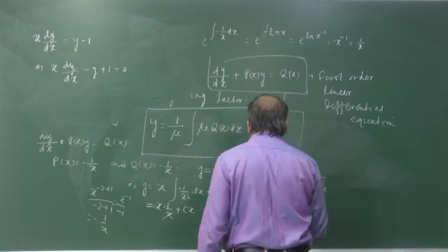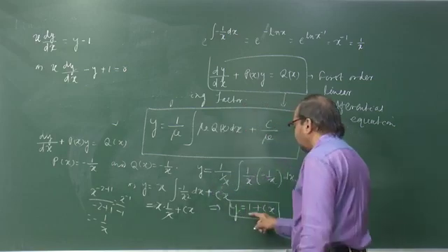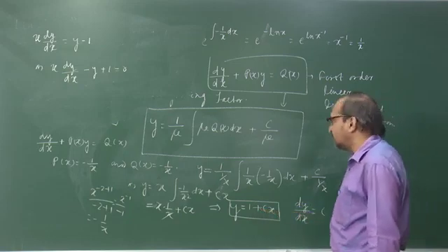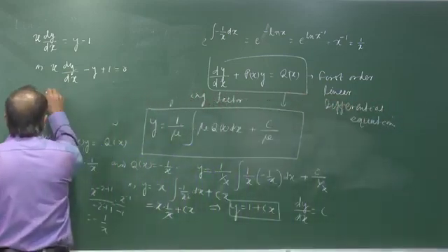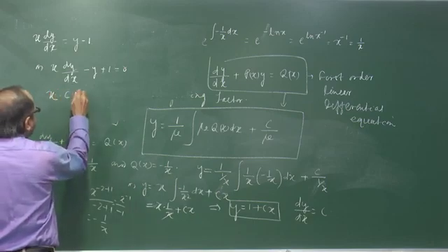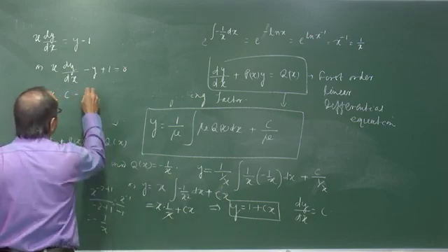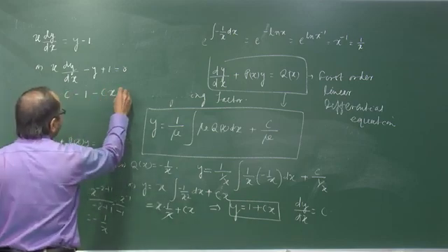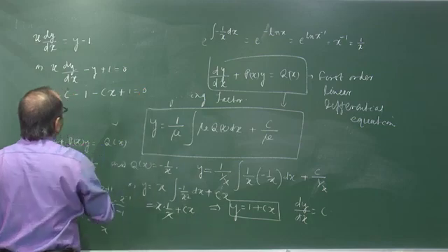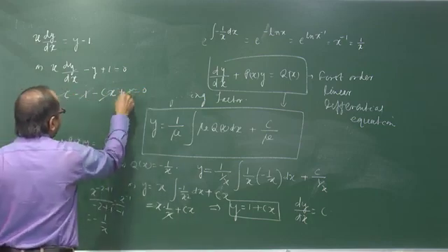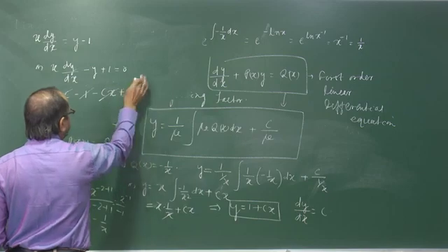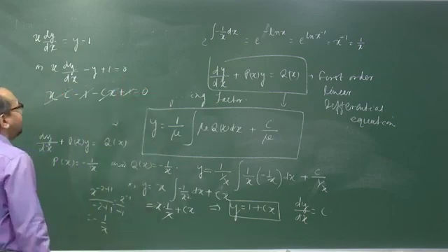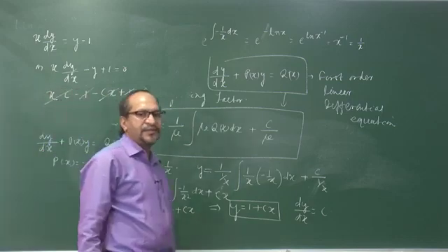dy by dx is equal to c only. 1 plus cx: the derivative of 1 is 0, and the derivative of cx is c. So, dy by dx is c. So, what we get is x into c minus y, where y is minus 1 minus x. So, cx minus 1 plus 1 is equal to 0. We have to prove that this is equal to 0, and we see that this is equal to 0. So, it satisfies the differential equation.